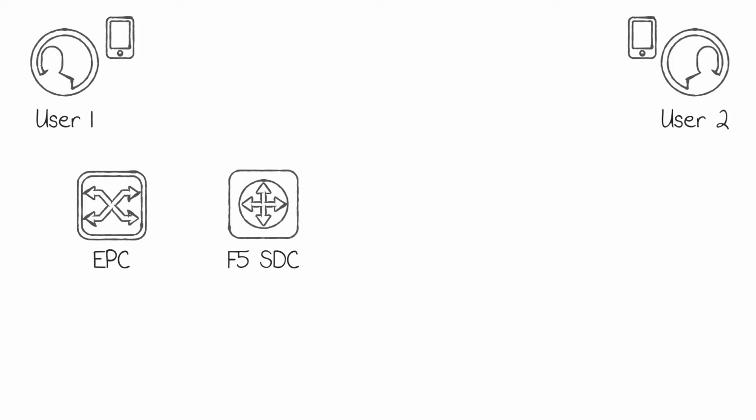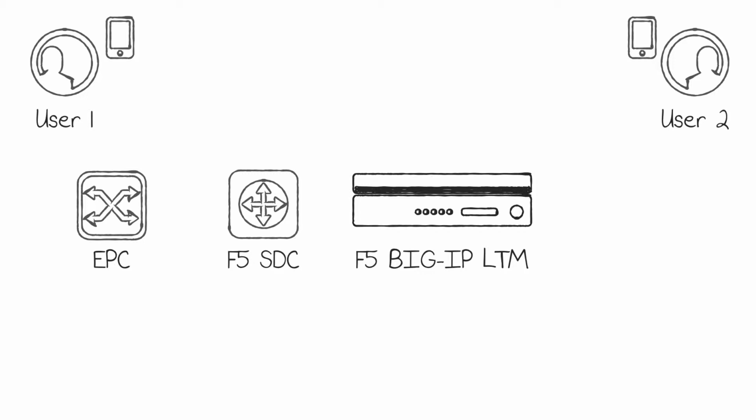In the VoLTE architecture, you have the following deployed. The EPC, the Evolved Packet Core, that allows normal telephony to occur in the mobile network. The F5 SDC, the Signaling Delivery Controller, which is our DRA, the Diameter Routing Agent. The F5 LTM, that is the Local Traffic Manager. The IMS box, IP Multimedia Subsystem, which is going to control all the SIP signaling involved in the call.